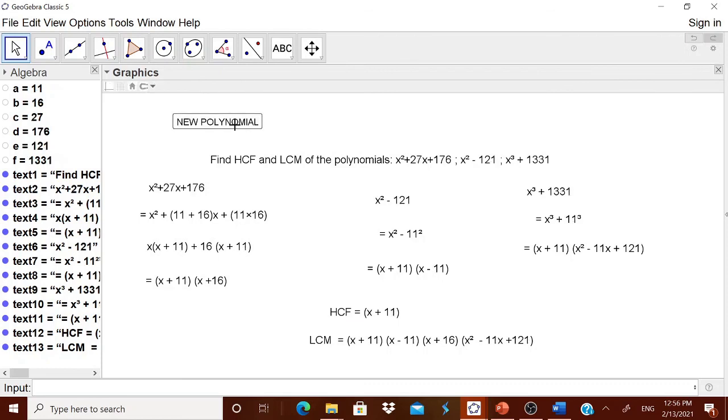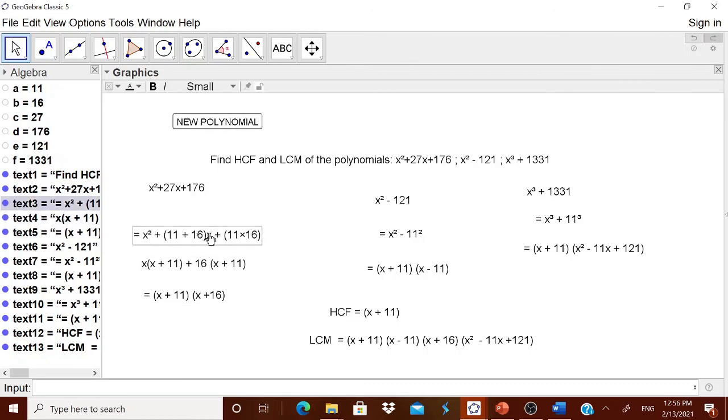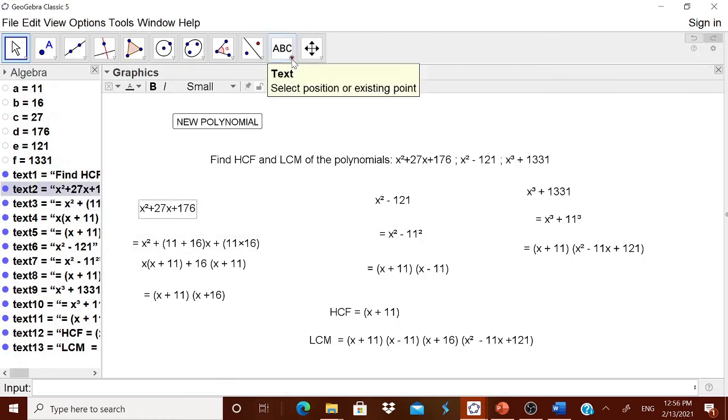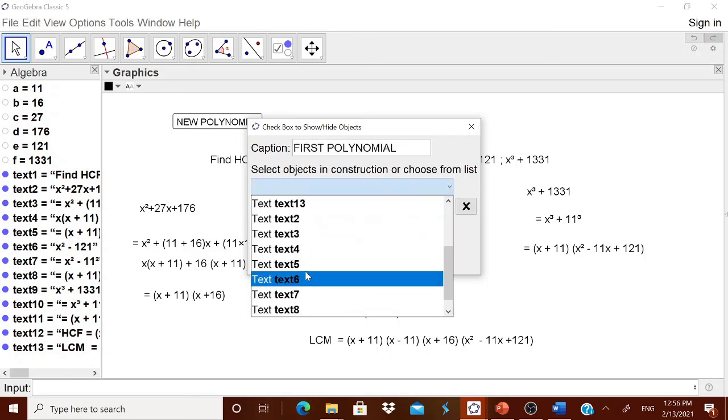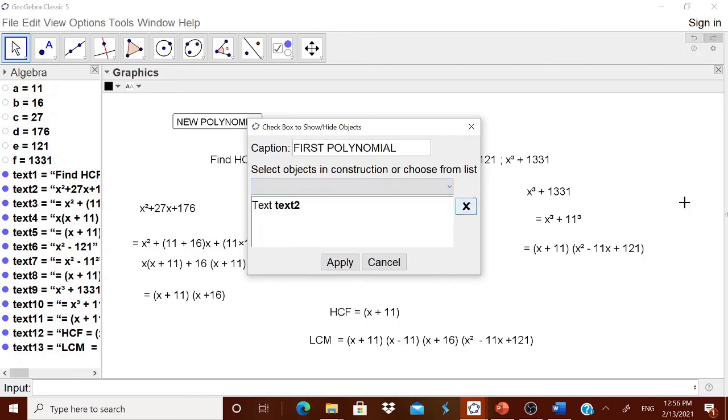New polynomial, changing. Okay, now I think you can have a control over these steps. I think I will show only one of them. I think you can understand the remaining. You can go to the checkbox. You can have the first polynomial. Okay, the first polynomial starts from text 2. Therefore, you can go for text 2. Okay, here this is the text 2.